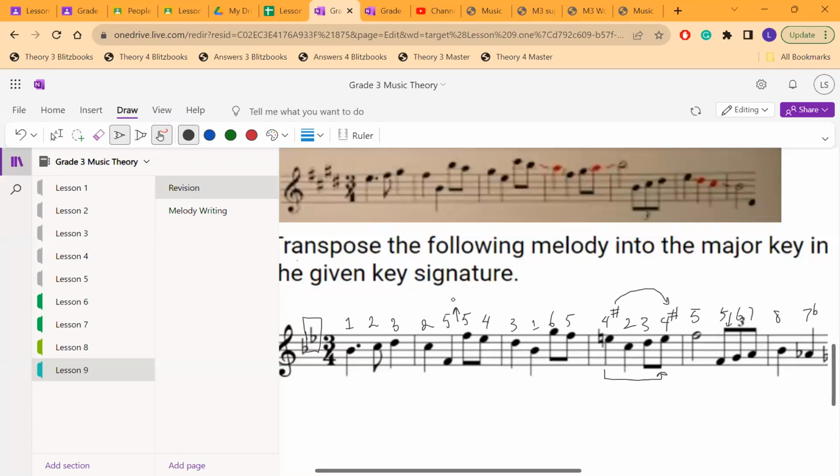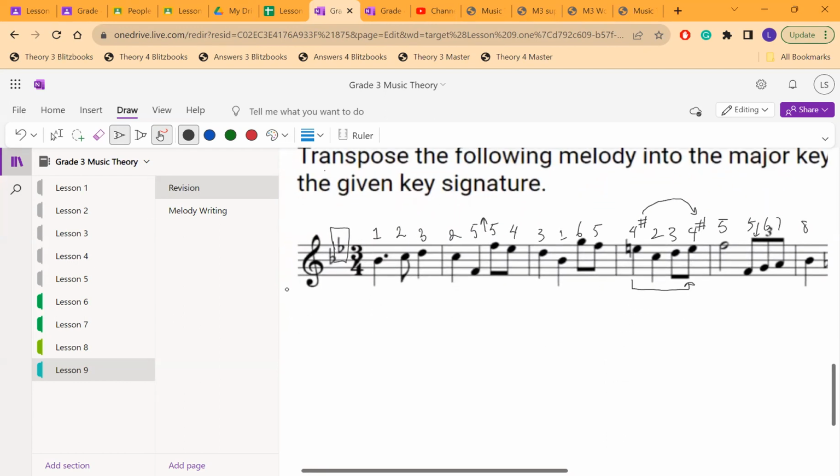Okay. And now we've got to do it in E major. Okay. Got to.